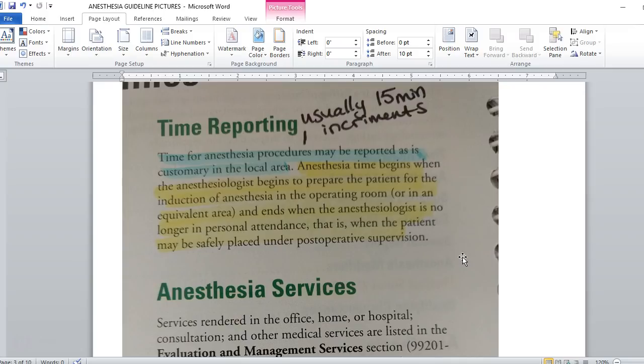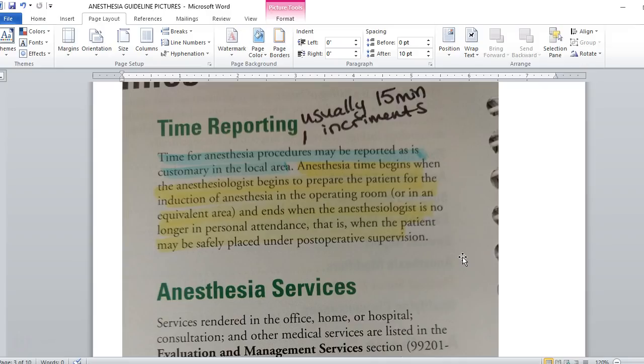This is important. Remember, anesthesia time begins when the anesthesiologist begins to prepare the patient for an induction of anesthesia in the operating room or other equivalent area. So as soon as the anesthesiologist or CRNA, just because they don't say CRNA doesn't mean that they're not included in this, when they walk in the room and grab the anesthesia they're going to give the patient, that's when time starts, okay? And it ends when the anesthesiologist is no longer in personal attendance. That is when the patient may be safely placed under postoperative supervision. So time ends when they hand it off to the nursing staff, either to go back to the patient's room or the recovery area.